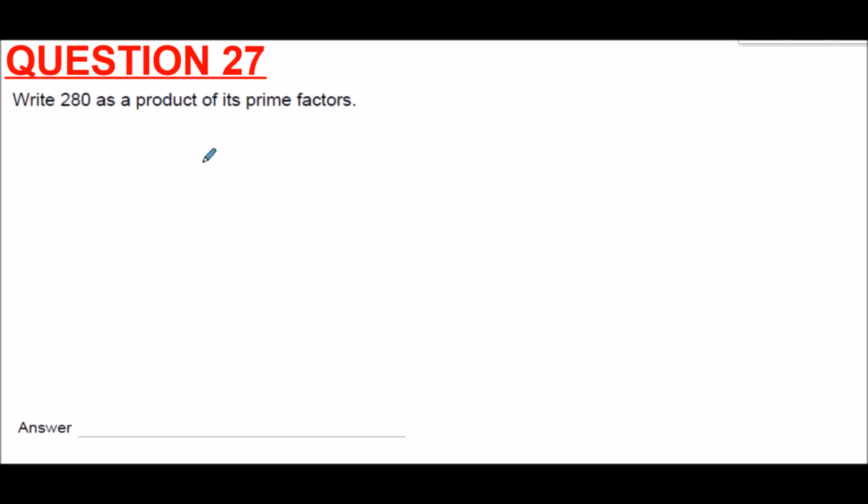Question 27. Work out 280 as a product of its prime factors. So what we do with prime factor factorisation is we start with the number at the top and see what we can divide it by. You can divide it by anything as long as it's not 1. So the smallest thing you can divide it by is 2. So as long as you divide it by 2 or above, it doesn't matter. So we can divide it by 2 actually.